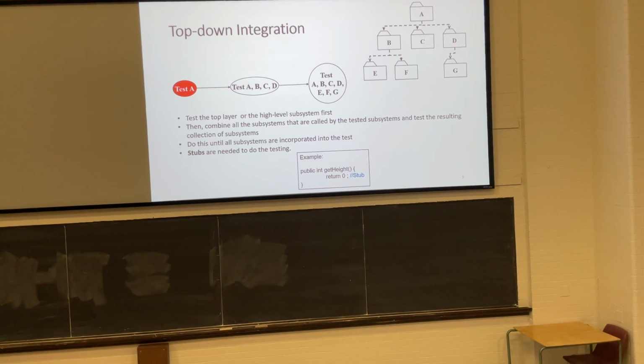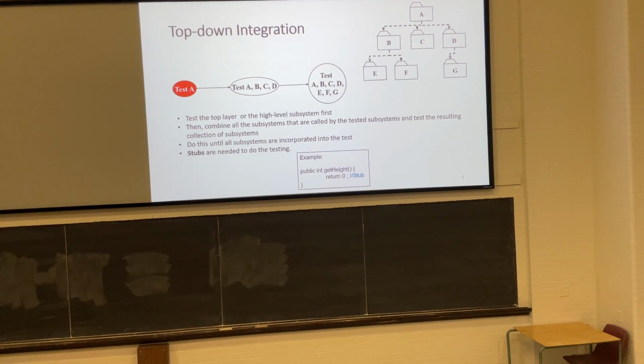Top-down integration is where you test from the top all the way to the bottom. That means I would test component A first, and then integrate it with B, C, D. That would be my first subsystem, and then I would add the lower layer. If there were more layers, I would just keep adding until I've integrated everything. So A, B, C, D, E, F, G is the entire system. You're going to have the same problem here: some of these lower level components are not going to be ready yet, so you'll have to simulate their behavior to make sure it's working fine.